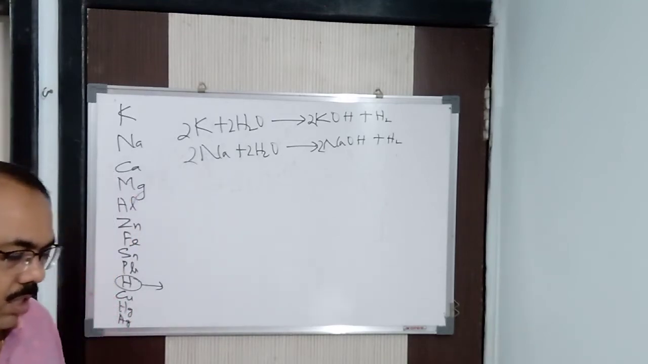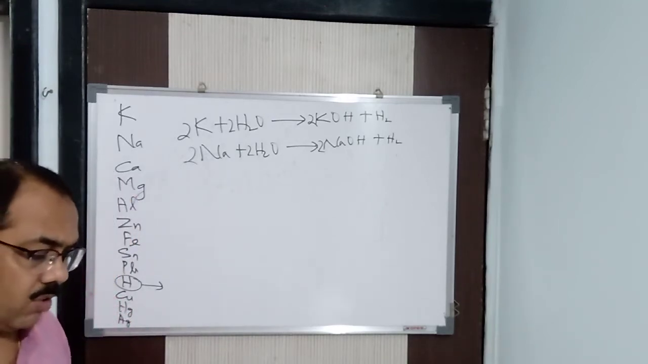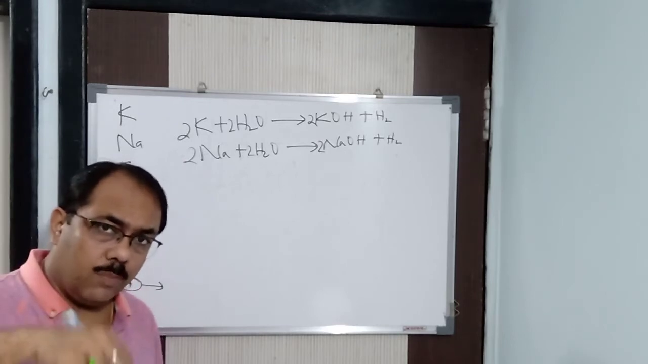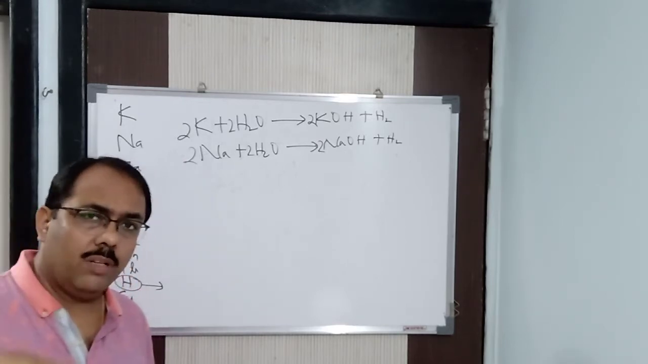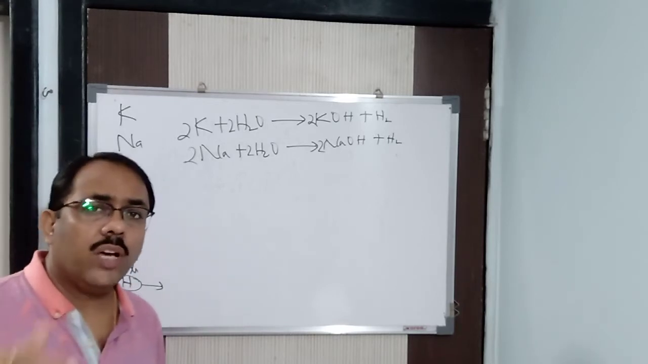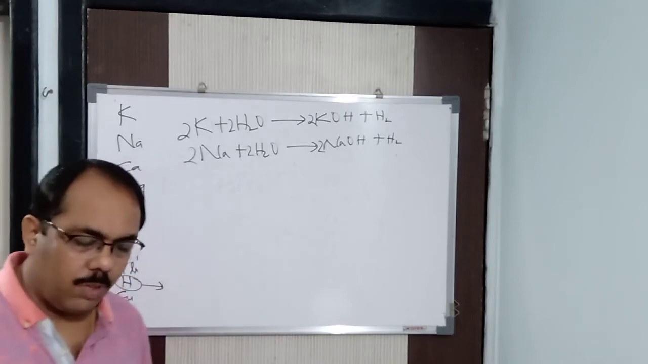Clear? Or for a steady flow of the gas, as I said, you can wrap the sodium or potassium metal in a wire gauze and put it into cold water. Then hydrogen gas will be evolved, but at a steady rate, by which you will be able to collect the hydrogen gas.